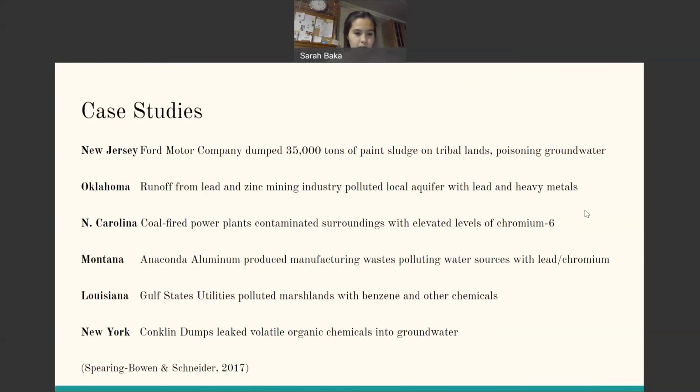In Montana, Anaconda Aluminum Company produced manufacturing waste that polluted the surrounding area with lead and chromium. Louisiana saw a company pollute marshlands with benzene and other chemicals. And in New York, a dump company leaked some organic chemicals into groundwater, again negatively impacting the surrounding community. These are all examples of incidents where companies weren't as conscientious as they could have been about their waste management and ended up causing some very serious effects in the communities around them.